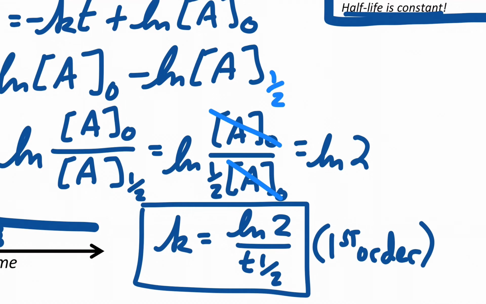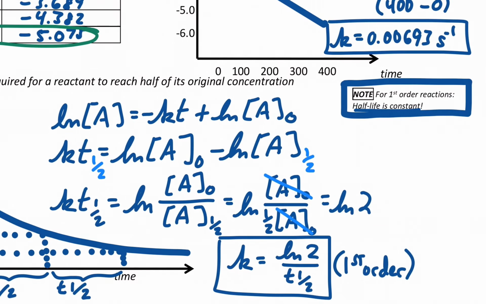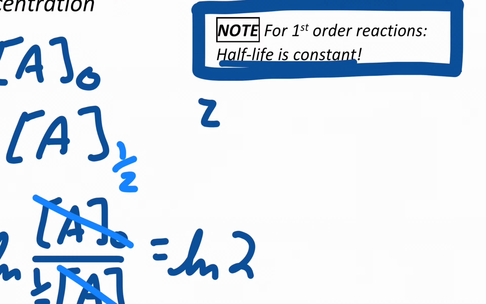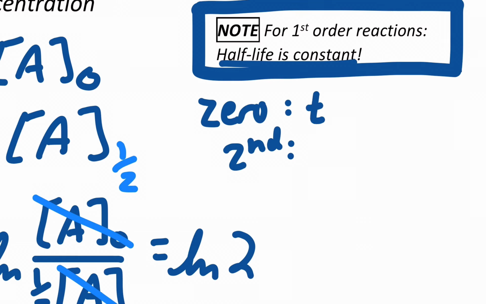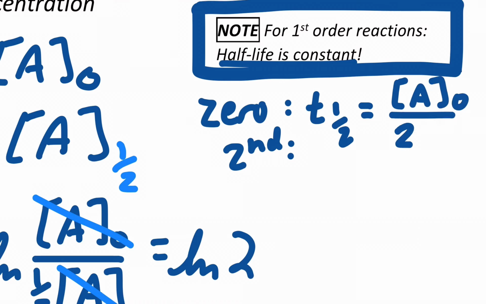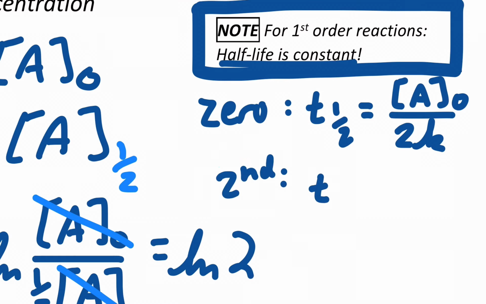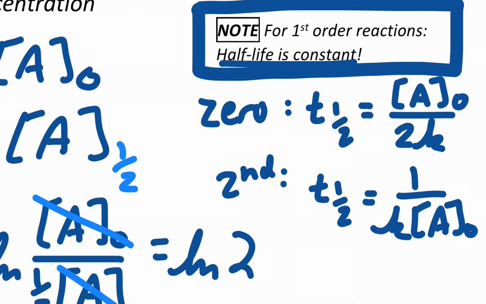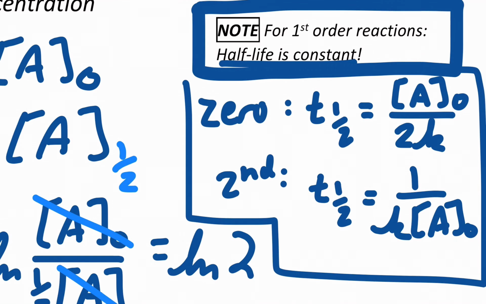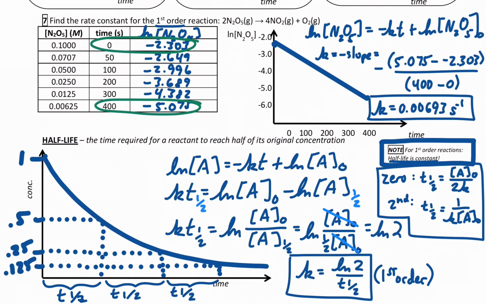This is not what it is for the other orders. A good challenge problem is to go back and prove to yourself that for zero order and for second order, it's different. The zero order process would have a half-life that's equal to the initial concentration divided by 2 times k. And the second order process would have a half-life that's equal to 1/(k times A initial). They're different. Good challenge problem is to go see if you can derive those yourselves, just using the different integrated rate law.